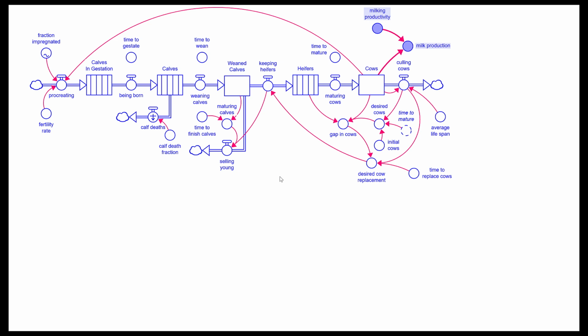I hope you've enjoyed this little examination of this model. There's nothing terribly complicated here. Again, we have a graphical function to deal with the seasonality of the calves in gestation. We have conveyors to move them along. We have leakages for the death fraction. We have to distribute weaned calves between those we want to keep and those we don't. We figure out how many we want to keep based on how many we have and how many we've culled and how many we want right here. That's just a stock adjustment process there. That's it.